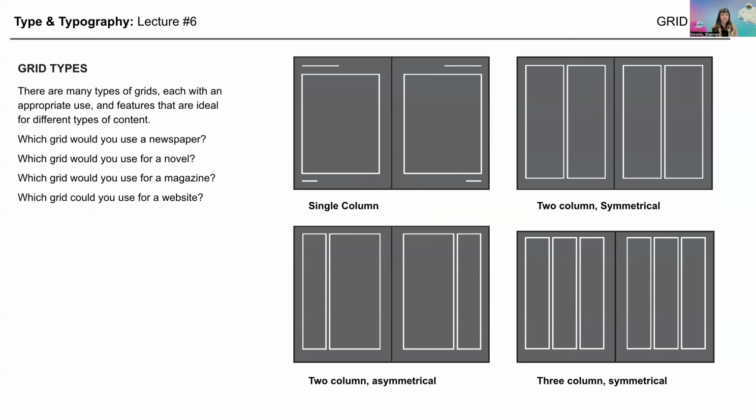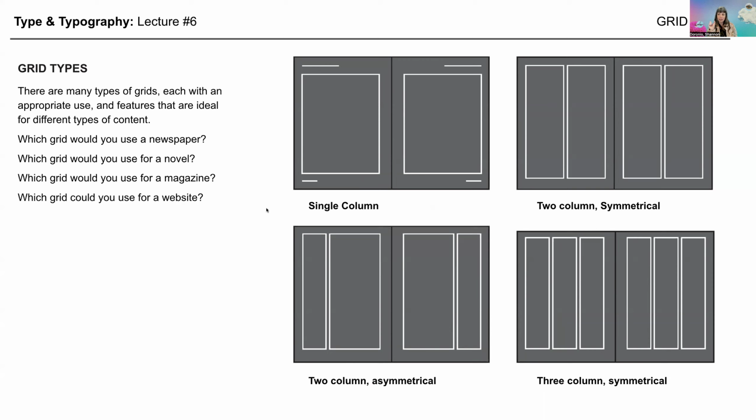So grid types, there are some types of grids, ways to break up the units on the page in order to serve your content. And so in this example, we're looking at a single column, 2 columns symmetrical, 2 column asymmetrical, and 3-column symmetrical. You can keep going and keep going, but for example, let's focus on these 4 approaches to breaking up a page. Which grid would you use for a newspaper?